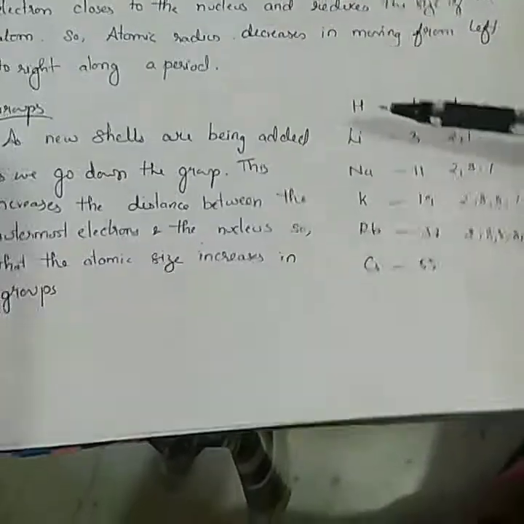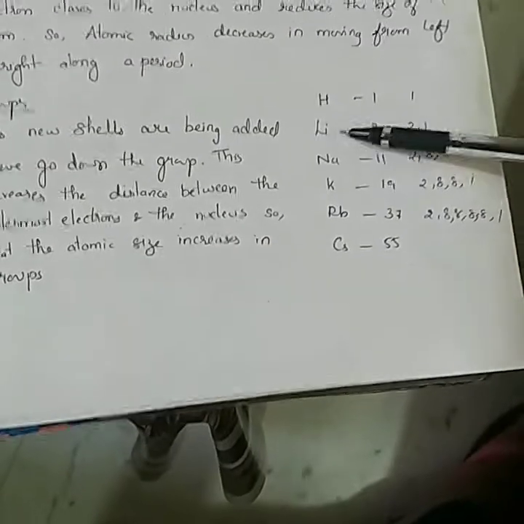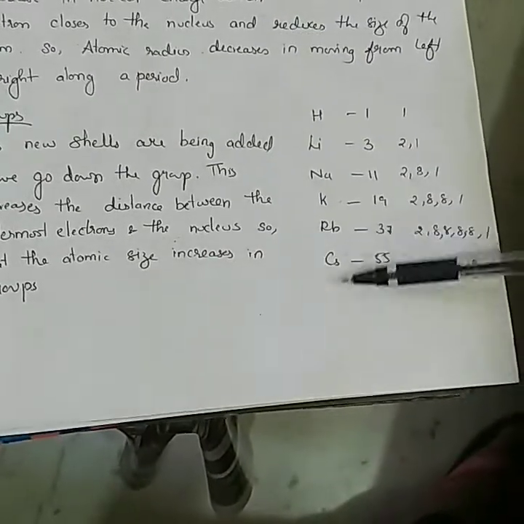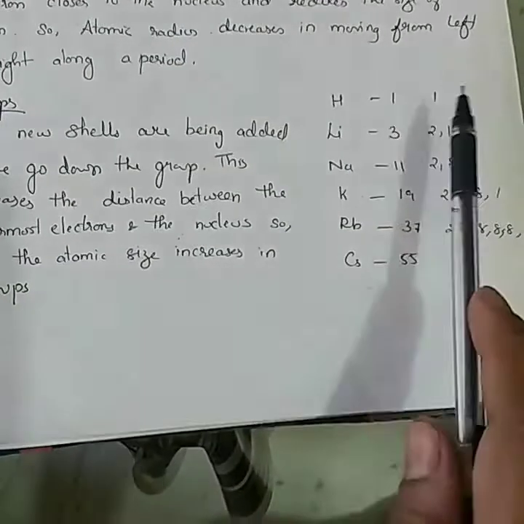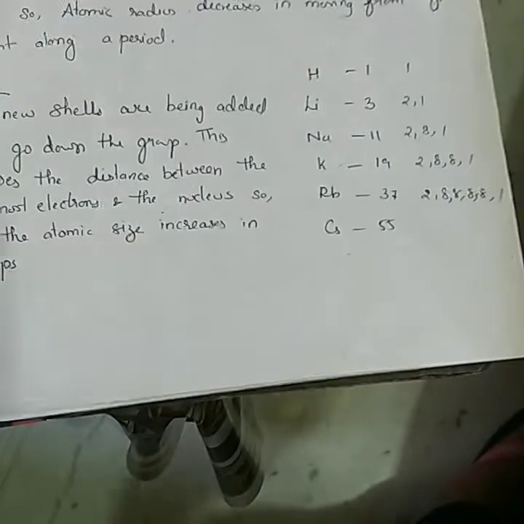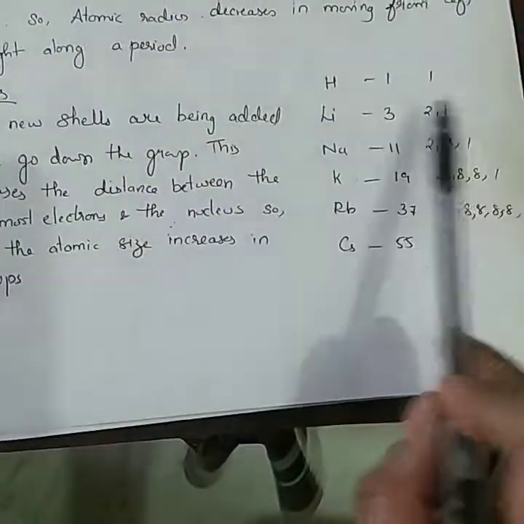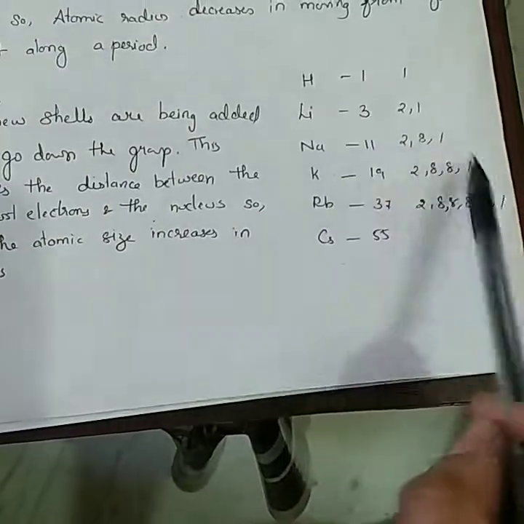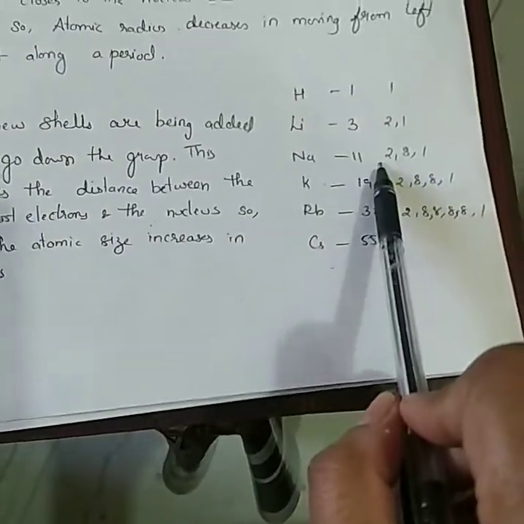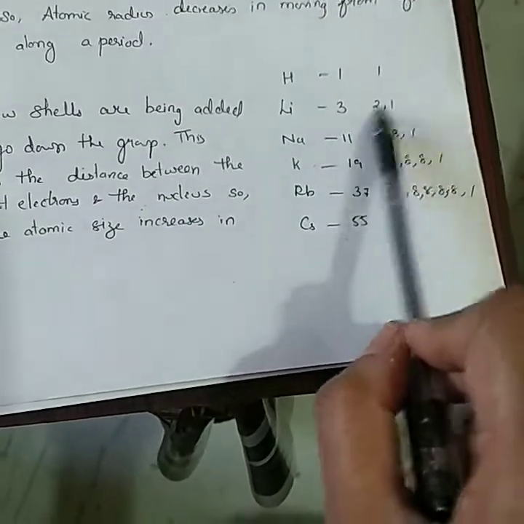Now what about groups? If you take a group, I'm going to take the first group only. 1, 3, 11, 19, 37, 55. Hydrogen, lithium, sodium, potassium, rubidium, cesium. Write their electronic configuration. See, it will contain 1 shell, 2 shells, 3 shells, 4, 5, 6. The number of shells increases. What will happen if the number of shells increases as we go down in the group? Then the distance from the nucleus to the outermost shell increases. See, 1 shell, 2 shells, the distance has increased.